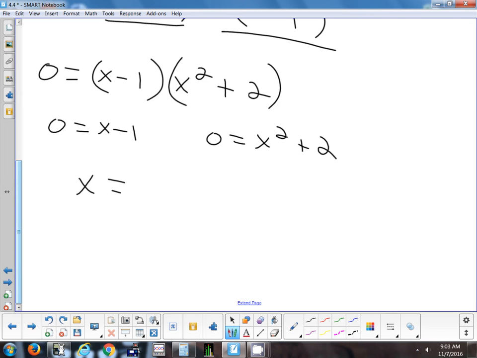Okay, what do I get for an answer? 1. Anything else? What about that other equation? It would be the square root of negative 2 as the answer. So what would that end up being? Yeah, it would be imaginary, so we can't solve that. All right, so in this case, that second equation didn't give you any extra answers.